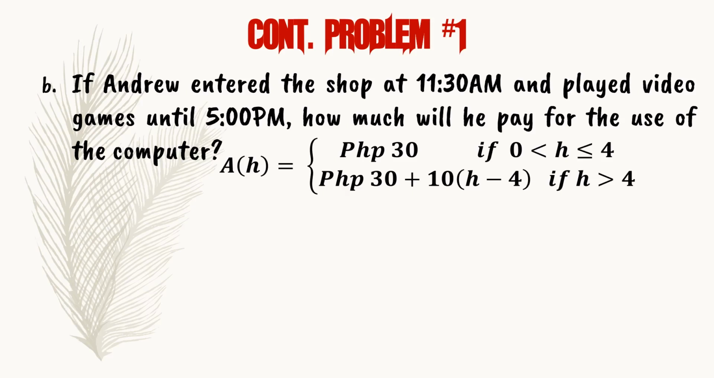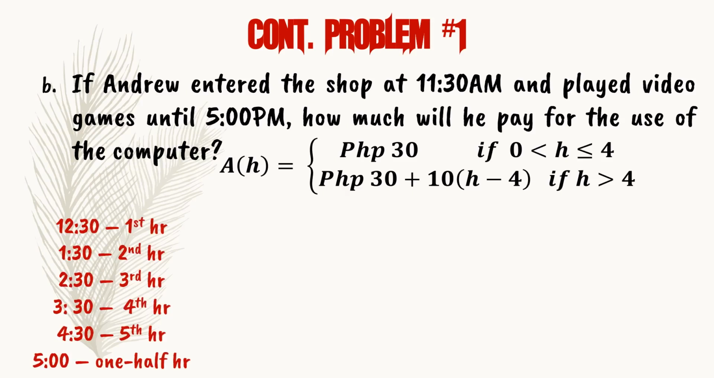So after an hour, 12:30, that will be the start of the 1 hour. So you will have here 12:30 is the first hour, 1:30, 2:30, 3:30, 4:30. And he stopped at 5 o'clock. So from 4:30 to 5 o'clock, you only have half an hour. So counting that one, he played for 5.5 hours.